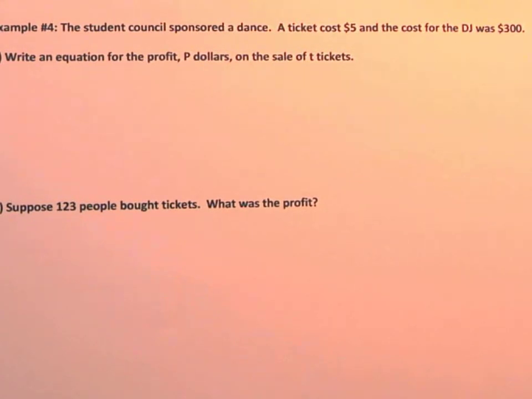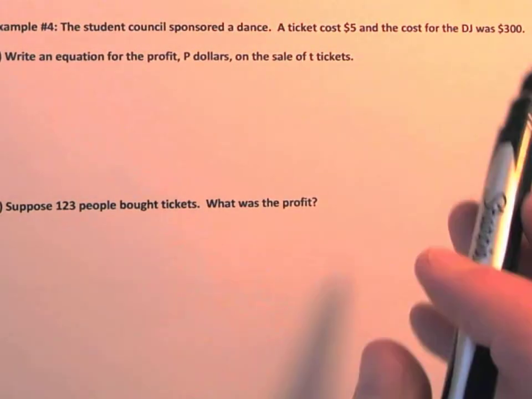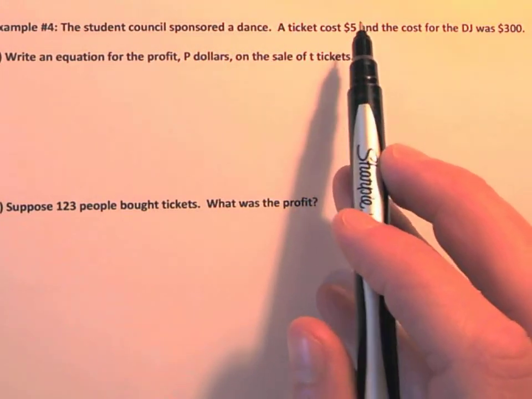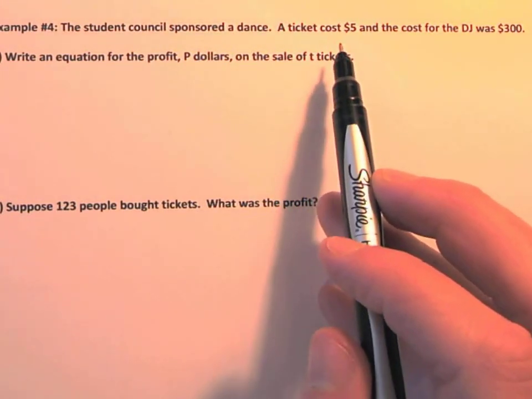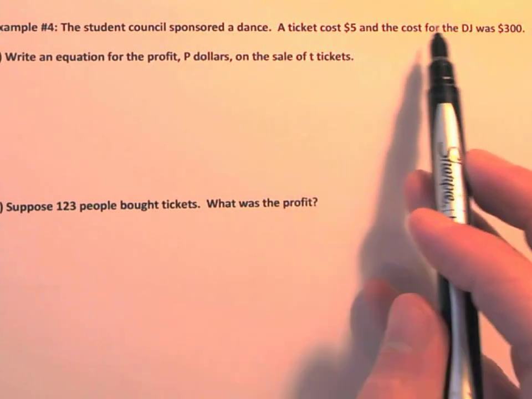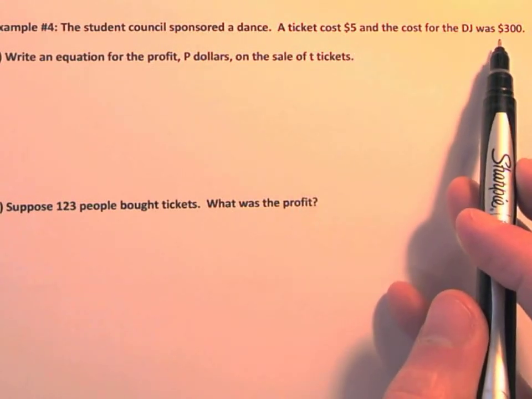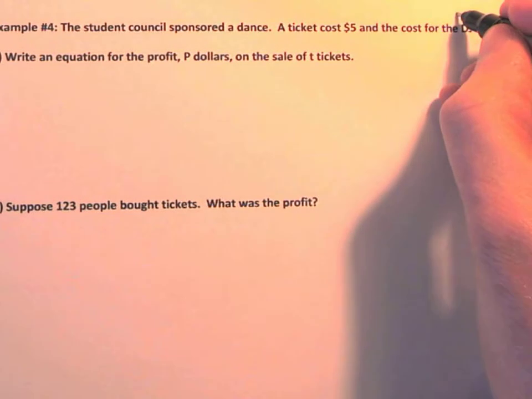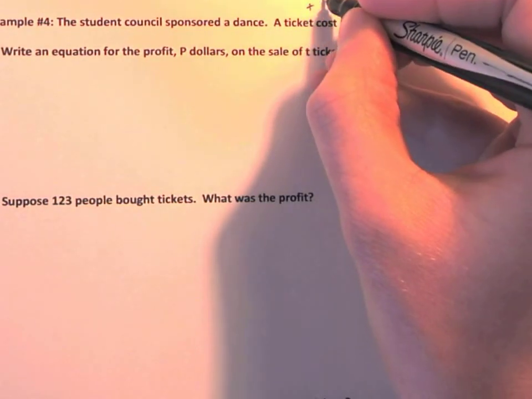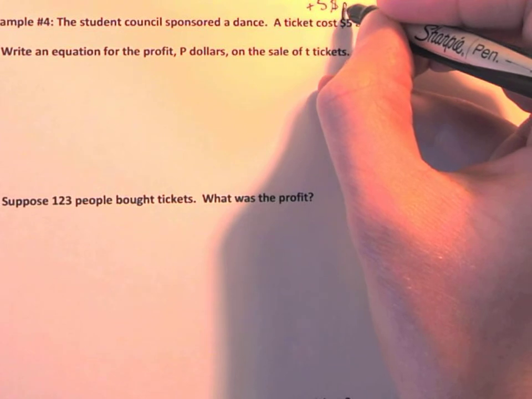Okay, so if you're the owner, you would have to pay $300 for this DJ, but you know that everybody that comes gives you $5. So you get plus $5 for every person, but you get minus $300 for the DJ. So that's minus $300. This is plus $5 per person.